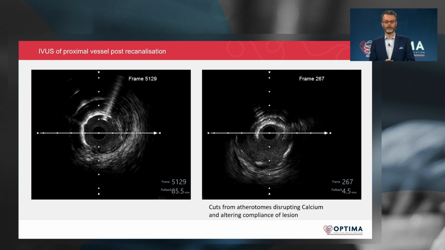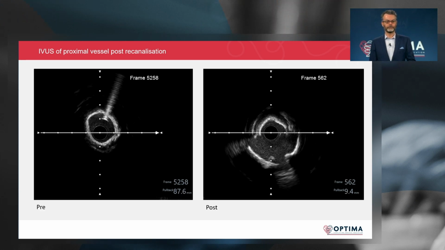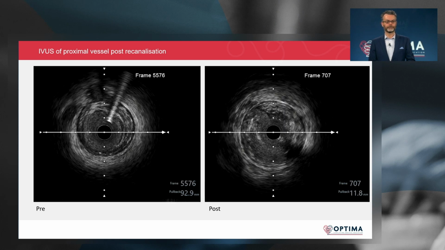You will recall previously that was a ring of calcium with no ultrasonic penetration beyond that. Now in this case, we've got a big fracture at 3 o'clock, which extends all the way around to 9 o'clock. And the cuts here from the atherotomes have disrupted the calcium and altered the compliance of the lesion. And again, before and after, on the left, you've got the concentric calcium. On the right, you've got the modification post-Wolverine. And again, that's very easy to see the dramatic modification of the calcium that's taken place here.